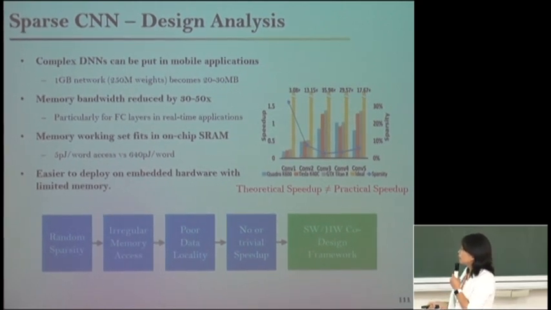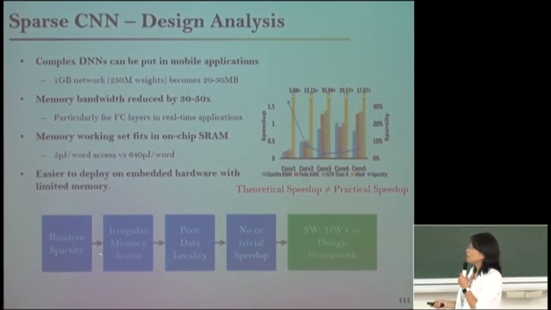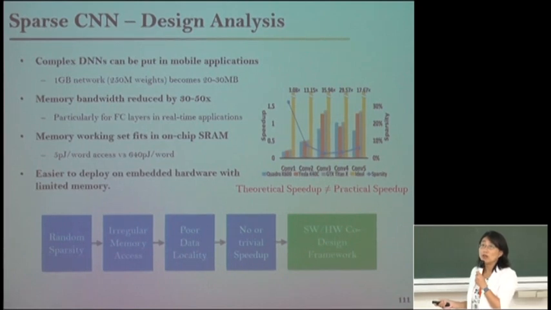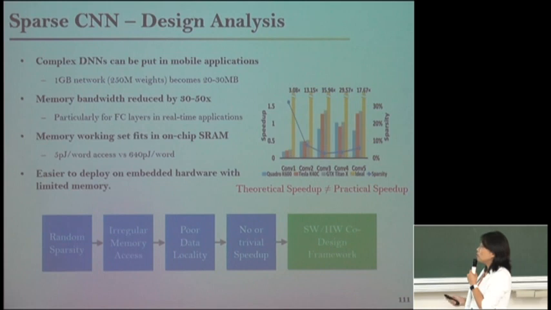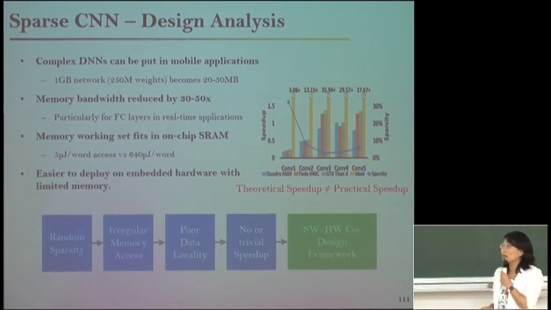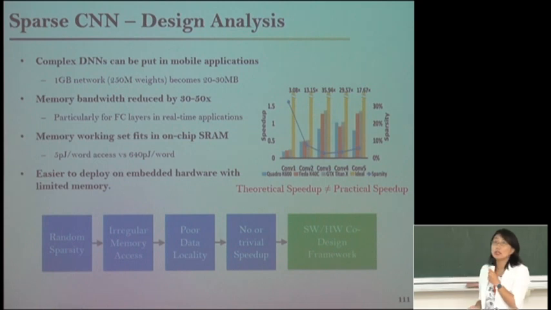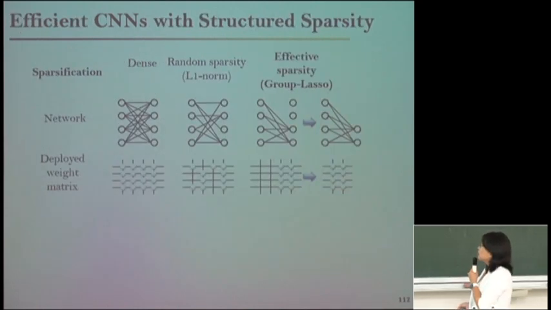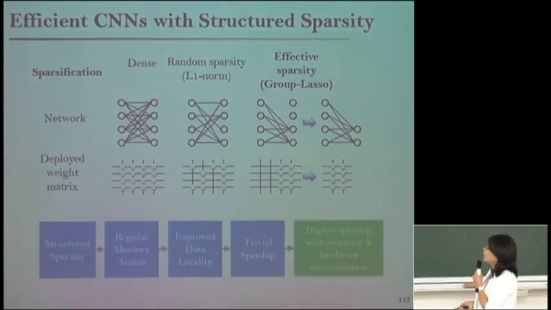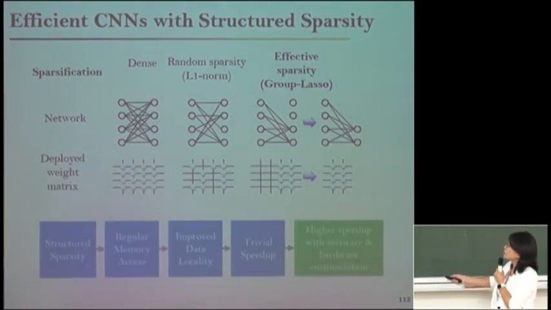The reason is that the algorithm optimization takes random sparsity. If you have any hardware background, random sparsity creates irregular memory accesses and poor data locality. Then we see that the theoretical speedup doesn't really generate the practical speedups. So let's look at the CNN with structured sparsity.